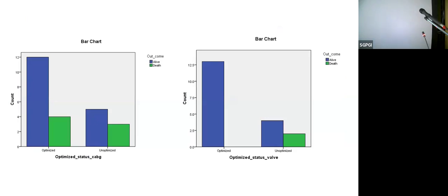The same I have plotted as a bar chart. Okay, this one is for valve. There was no mortality as well, no green.